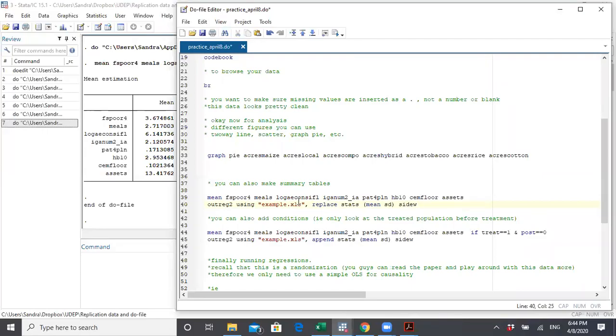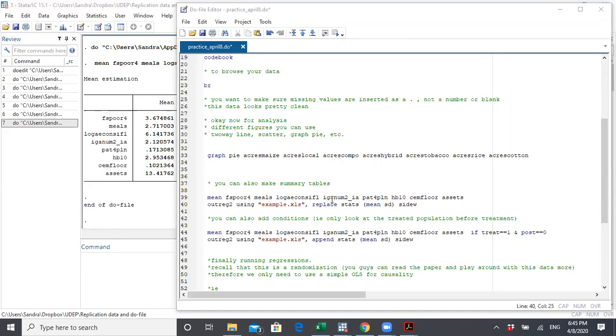Outreg2 must be installed first. I think it's ssc install outreg2. You can also just go help outreg2, and then it will show you outreg2 and ask, do you want to install this, and you can just install it.